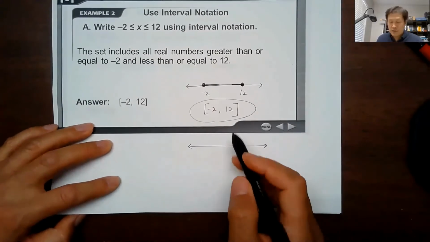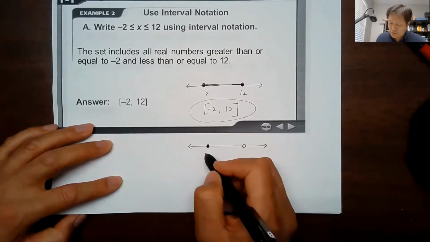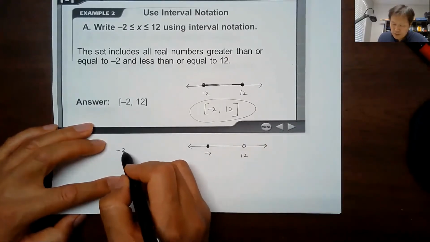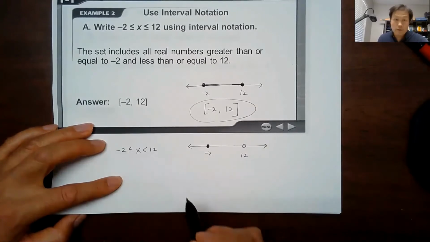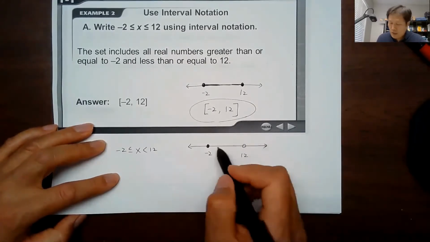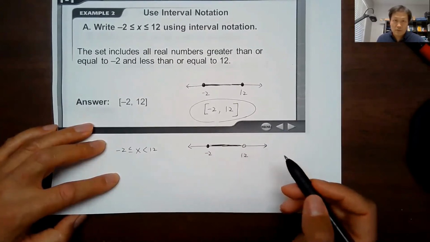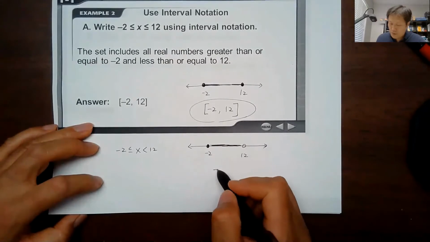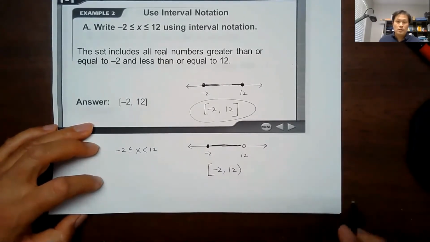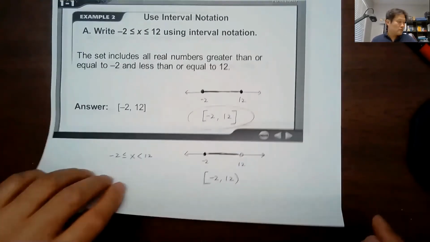If this was not a solid dot, let's say solid dot to empty dot, for example, -2 to 12. What if this was -2, 12 without equality here? Then your interval notation would be -2, 12, bracket, parenthesis. So parenthesis doesn't have an equal sign.